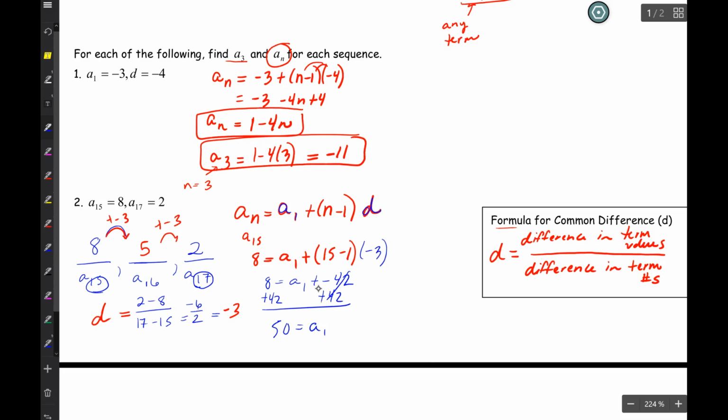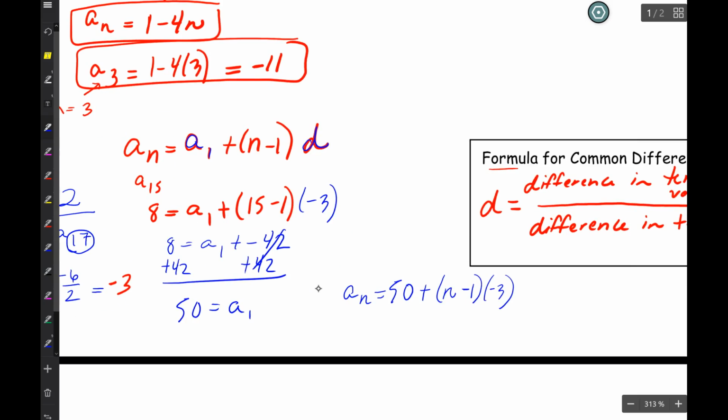So now I have the information I need to make the generic formula. The formula to find any term for this specific pattern is any term can be found by taking the first term, which is 50, plus the number of the term you're trying to find, which is n, minus 1 times my common difference, which is -3. Can I simplify that, or should I leave it like that? Simplify it. So we'll distribute the -3, which gives us 50 minus 3n plus 3. And that just leaves me with 53 minus 3n.